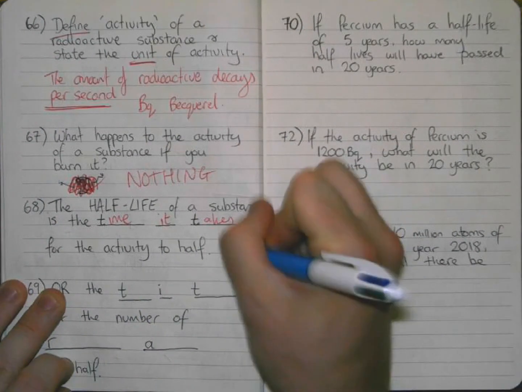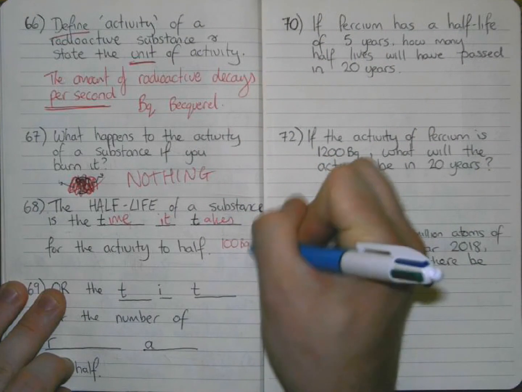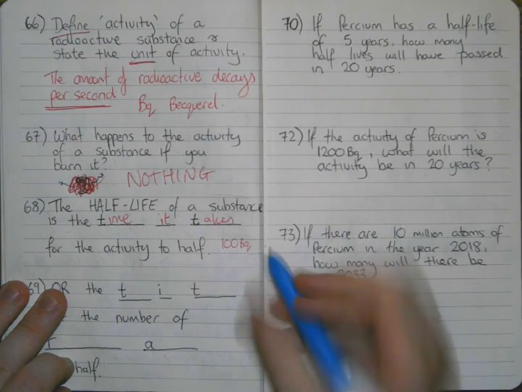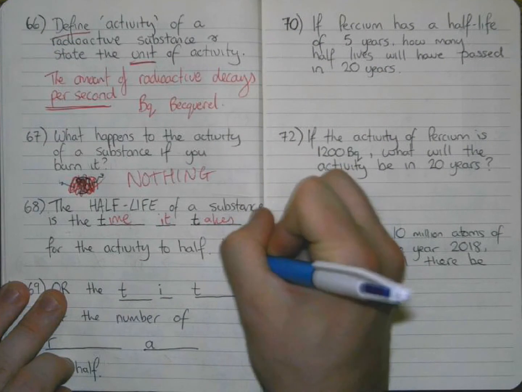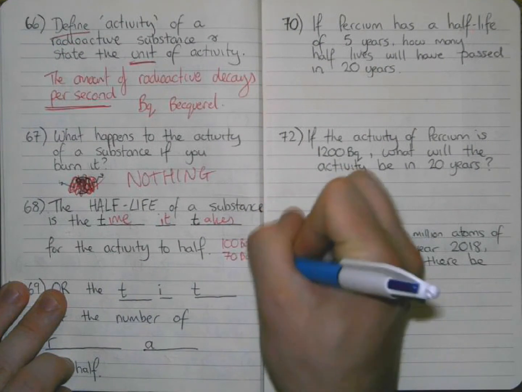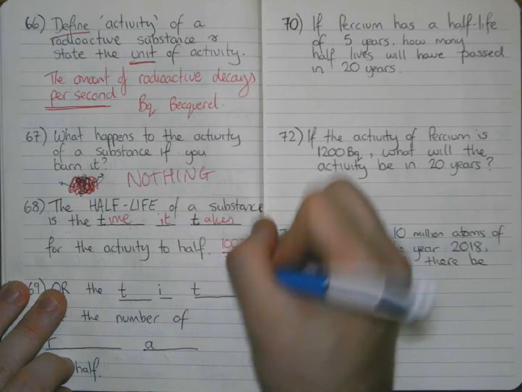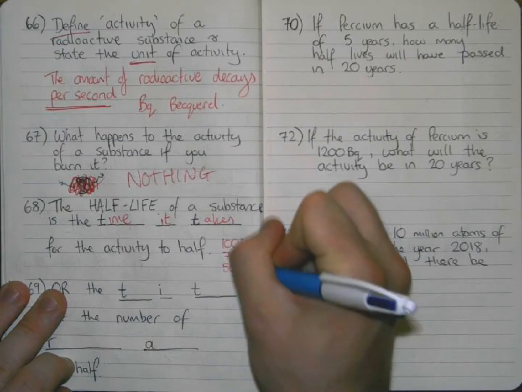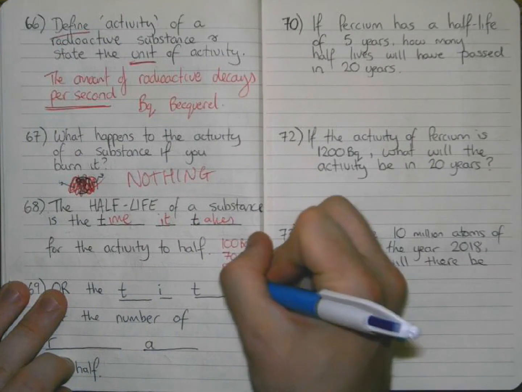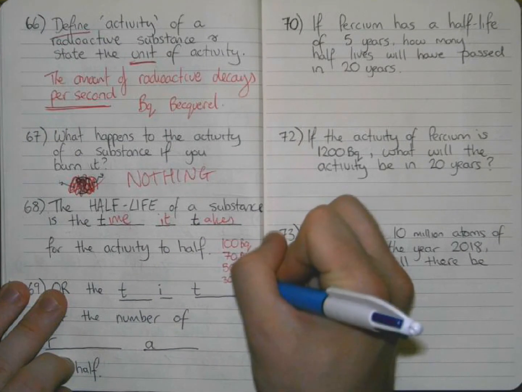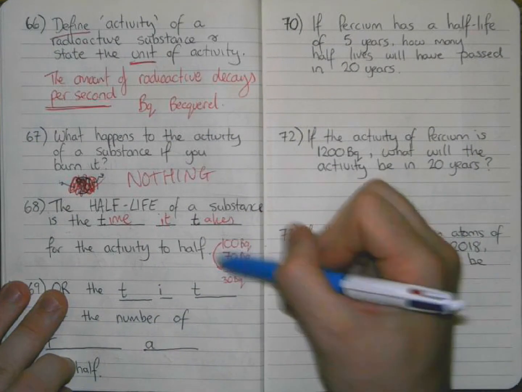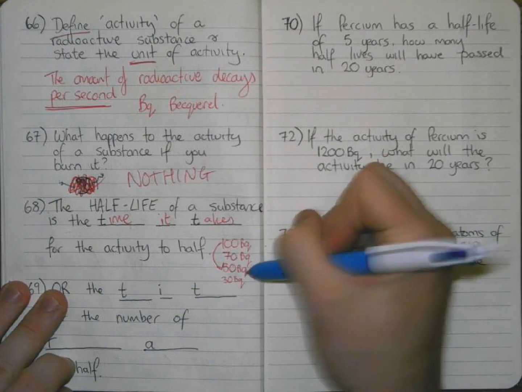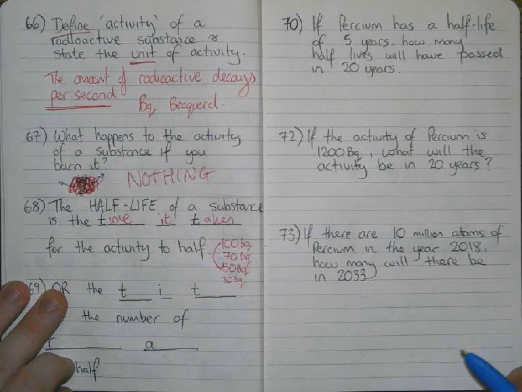So if we have 100 becquerels and we measure it after 2 minutes and it falls to 70, and then another 2 minutes and it falls to 50, and then another 2 minutes falls to 30. The time it takes to go to half, well, it was 2 minutes, so the half-life would be 4 minutes.